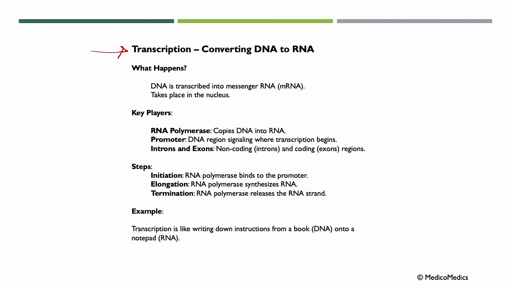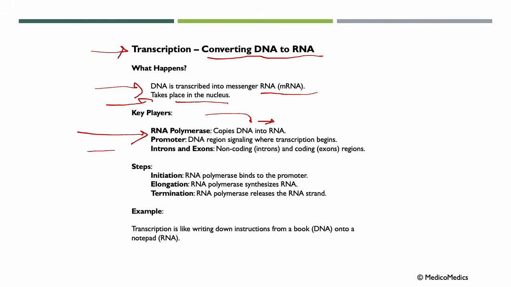Now let's repeat the process of transcription, where we are converting DNA to RNA. So what happens? DNA is transcribed into messenger RNA, and this takes place in the nucleus. Key players here are RNA polymerase, which copies DNA into RNA. We then have promoter regions, so the DNA region signaling where transcription begins.